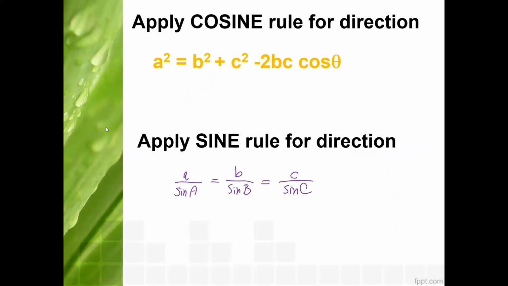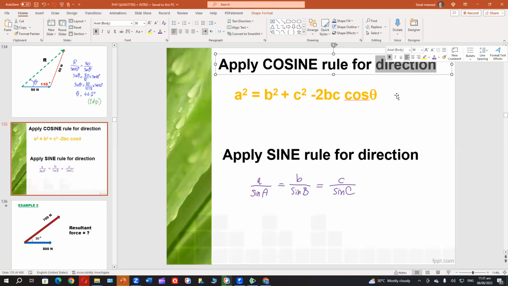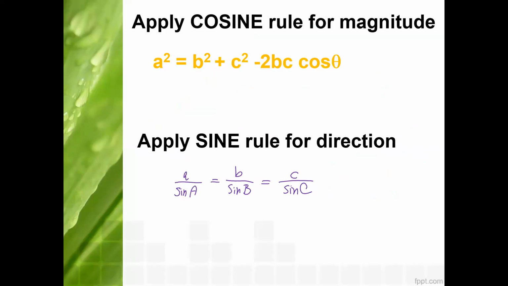There's an error in typing. Cosine rule is normally used here for magnitude and sine rule is used for direction. So you have to copy this screen.